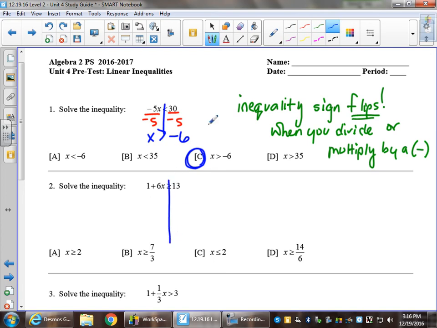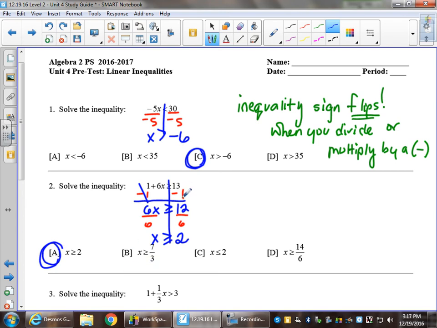Number 2, line down the inequality sign. Let's subtract 1 from both sides. 6x is greater than or equal to 12. Divide by 6, divide by 6. X is greater than or equal to 2. Right answer is A.